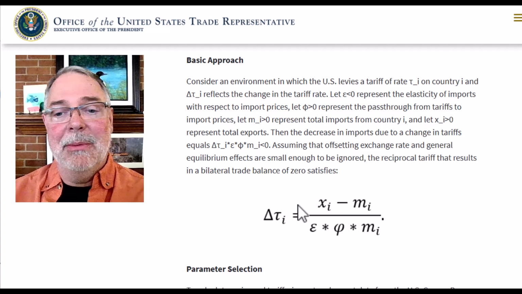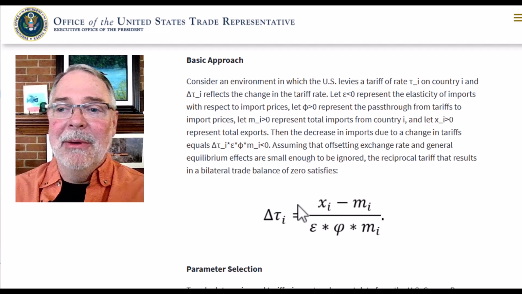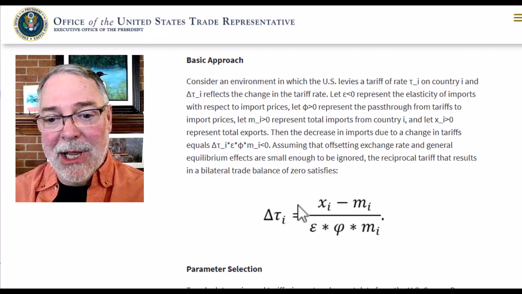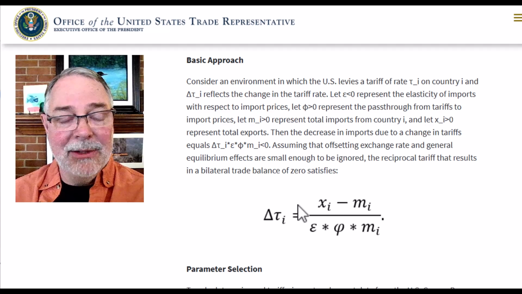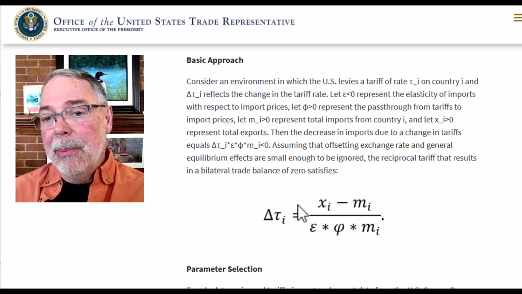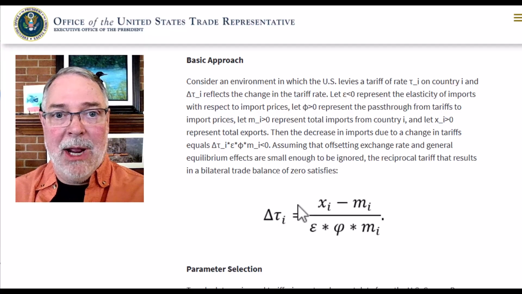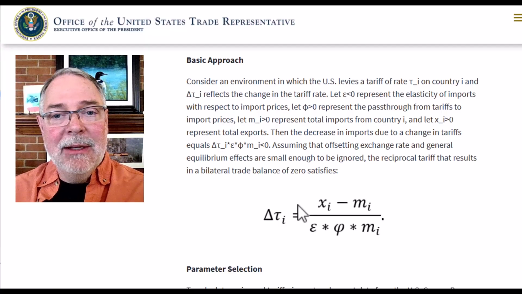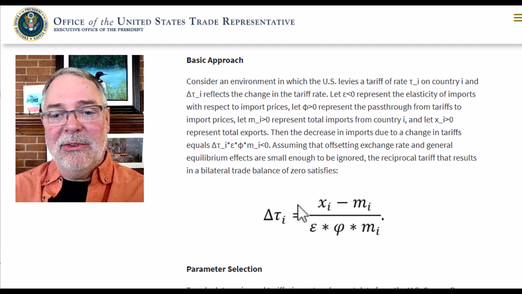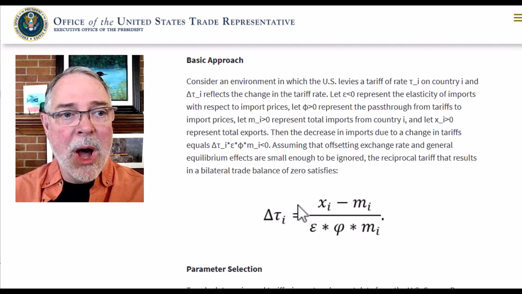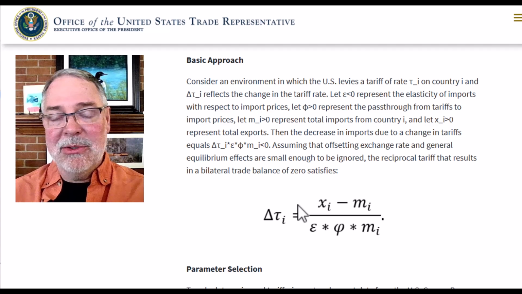Now that freaks everybody out. People who are not familiar with math see the Greek letters and go, oh my God, what's going on there? I'm going to explain this to you. It's actually fairly simple, but it also had people who understand math really scratching their heads because it didn't make any sense. Because they're saying that these are reciprocal tariffs, yet this has got nothing to do with tariffs. It's everything to do with quantities, right? And how much is going through.